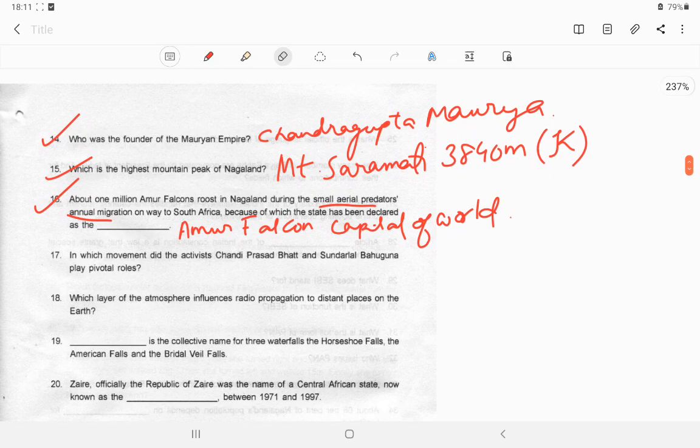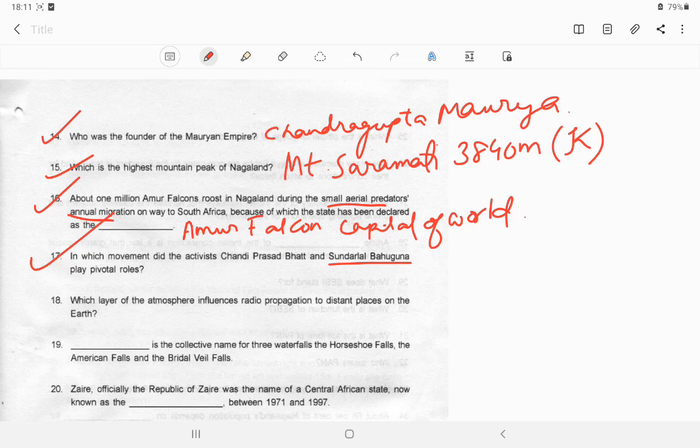Next. Which activists, Chandi Prasad Bhatt and Sundarlal Bahuguna, played a pivotal role? They are conservationists and environmentalists belonging to the Chipko movement. The Chipko movement started in 1973 at Chamoli district, which is in Uttarakhand.